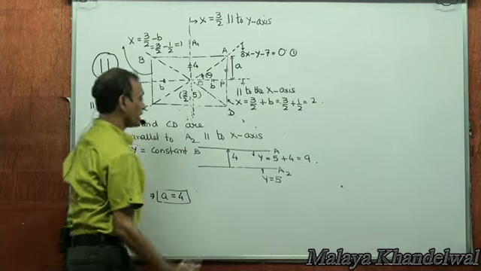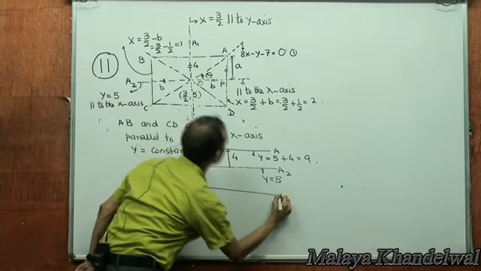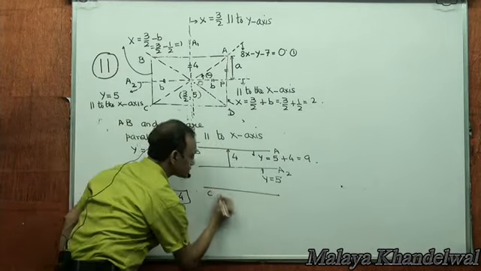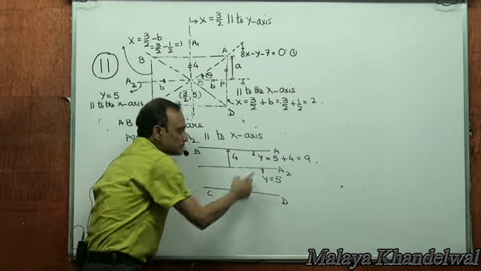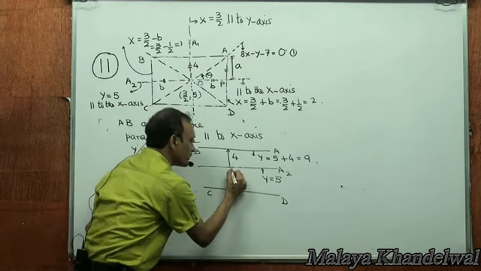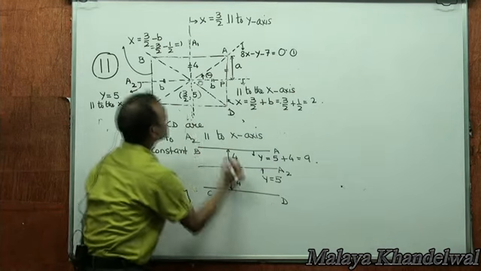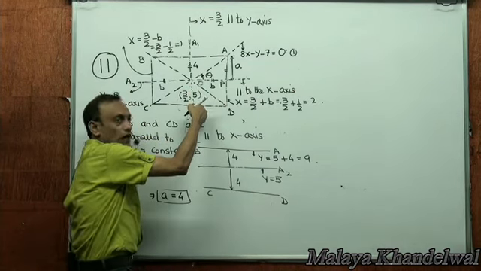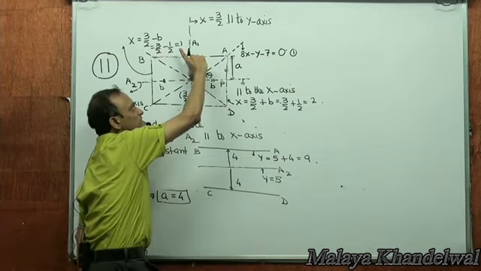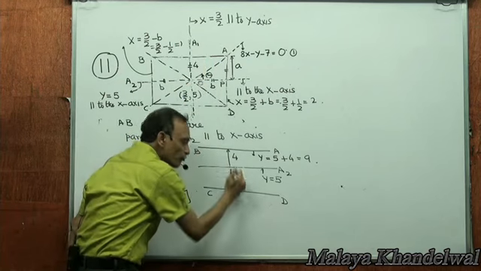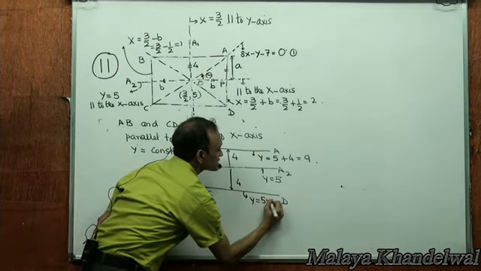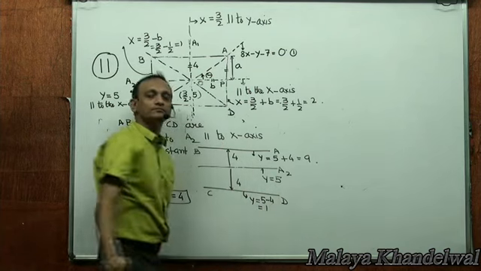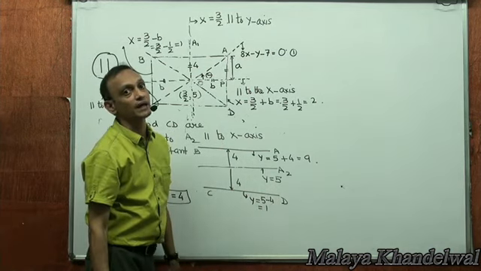Now, as far as CD is concerned, CD is this. This will also be a line parallel to y equal to 5. That means parallel to the x-axis. And I would have to go 4 units down. Isn't it? So I'm going 4 units down. So this would be y equal to 5 minus 4, that makes it 1. As simple as that, isn't it?